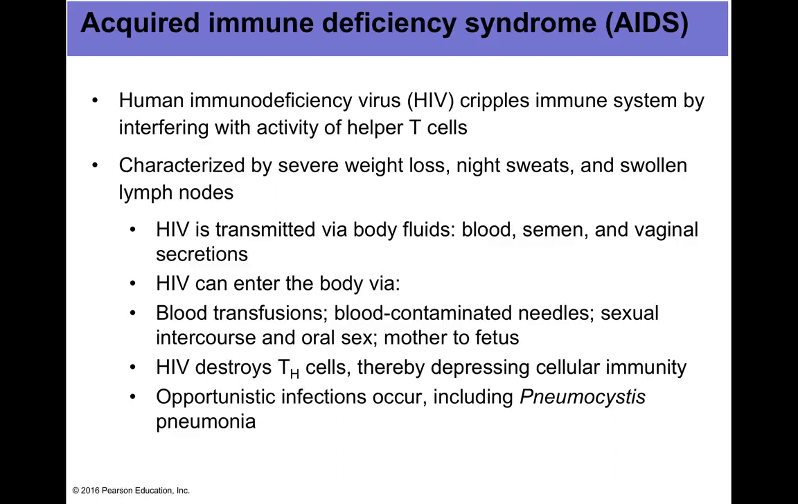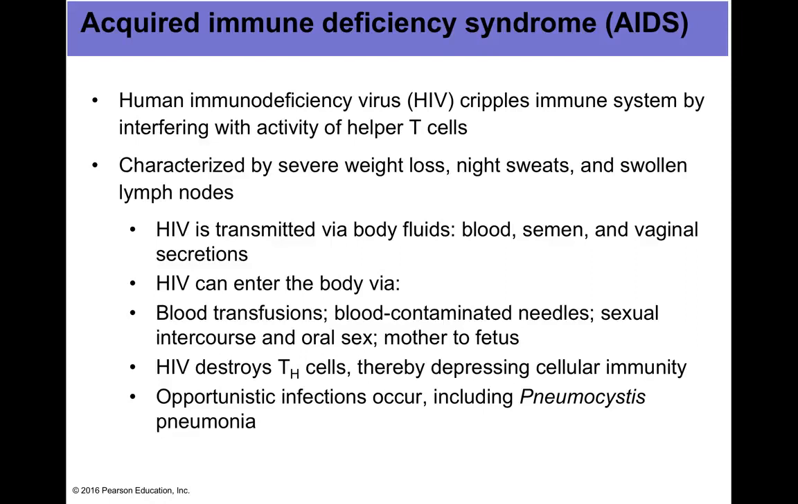The last couple of slides are focusing on two of the main medical conditions associated with immunity. The first one is created by a virus called Human Immunodeficiency Virus, or HIV. It creates an immune disease called Acquired Immunodeficiency Syndrome, AIDS, in which the body is unable to defend itself. It's characterized by severe weight loss, swollen lymph nodes, and a significant amount of sweating at night.